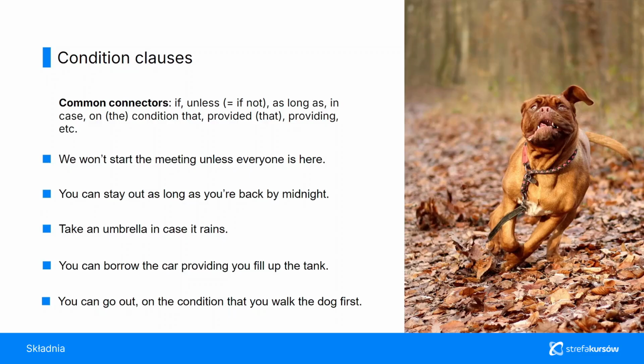And here are a couple of examples. For instance, you can stay out as long as you're back by midnight. Take an umbrella in case it rains. And if I were to make you pay attention to a specific conjunction, it's going to be unless, because it's a bit tricky. Unless means if not. So please be careful, because unless refers to a situation where the opposite is going to happen. Like in the first sentence, we won't start the meeting unless everyone is here.